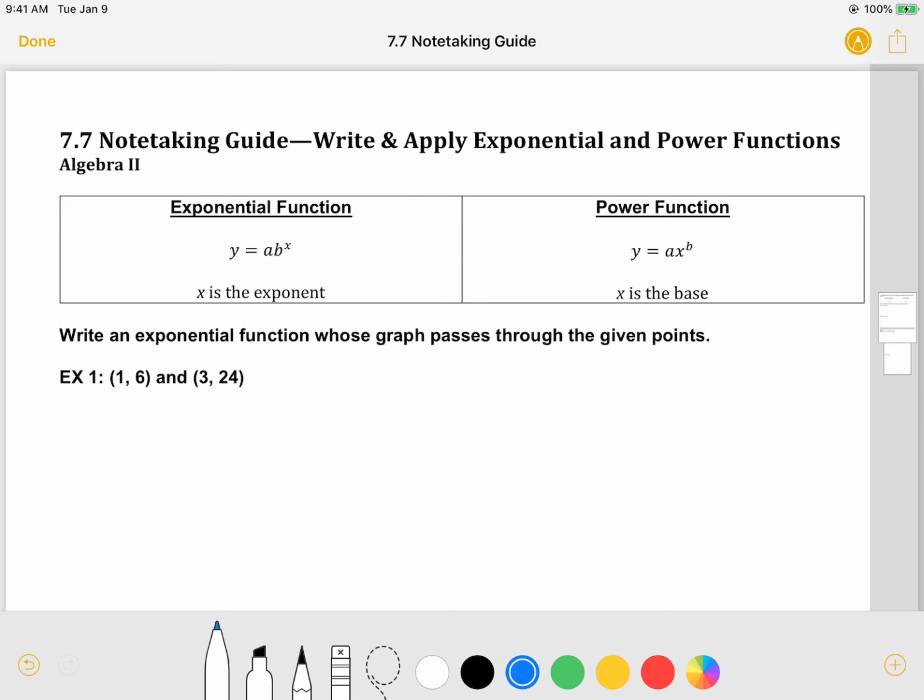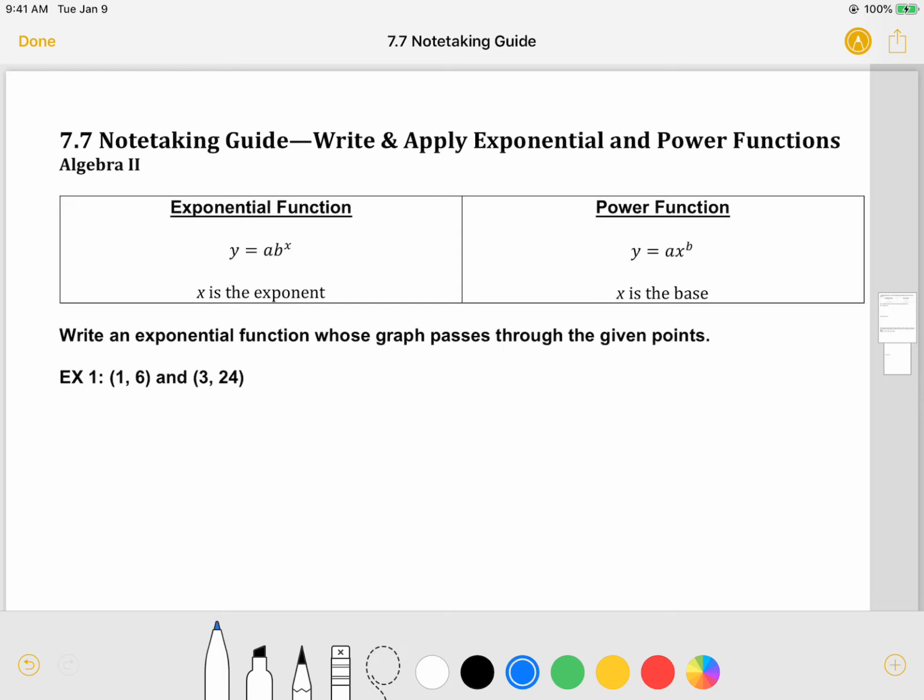And what we're going to do is talk about how to write and apply exponential and power functions. Okay, so we're going to be looking at two different types of functions that have exponents or powers in them. And how do we tell whether we're looking at an exponential function or a power function? Well, it depends on where our input variable is.